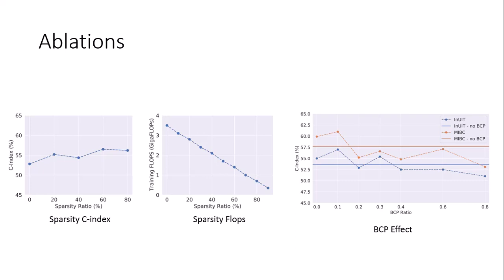Also, as for the BCP or batch sensor portion effect, you can see that a specific ratio of the BCP can enhance the performance of the model because of the gradient flow.